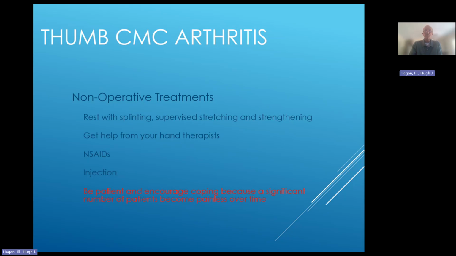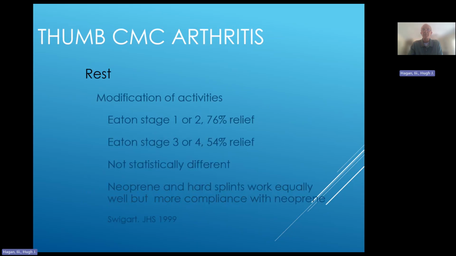They fall into categories that you'd be familiar with. First, rest with splinting, supervised stretching, therapy, strengthening. You want to get help from your hand therapist. This can actually be pretty helpful, and combined with anti-inflammatory agents and sometimes an injection, can get people to the point where their joint has become less symptomatic. We encourage the patients to cope with this as long as they can, because at least in my practice, probably 50% of people that show up in the office can be nursed along to the point where they don't need to have an operation.